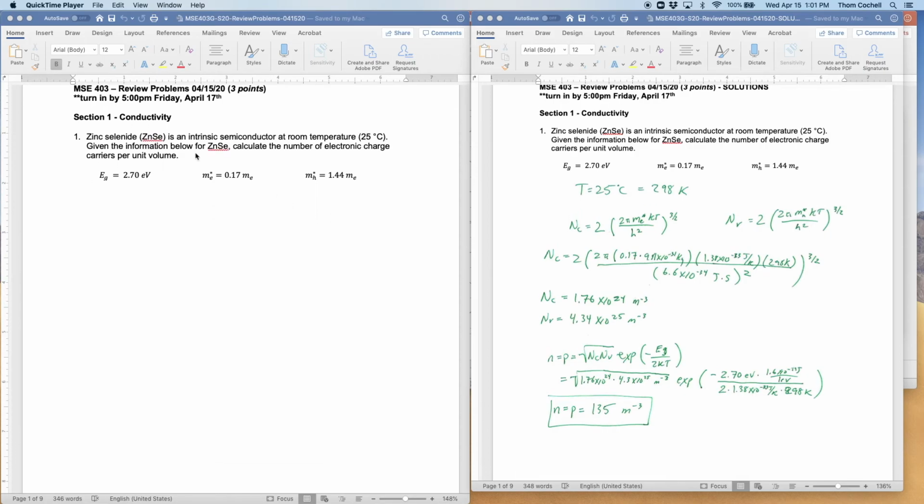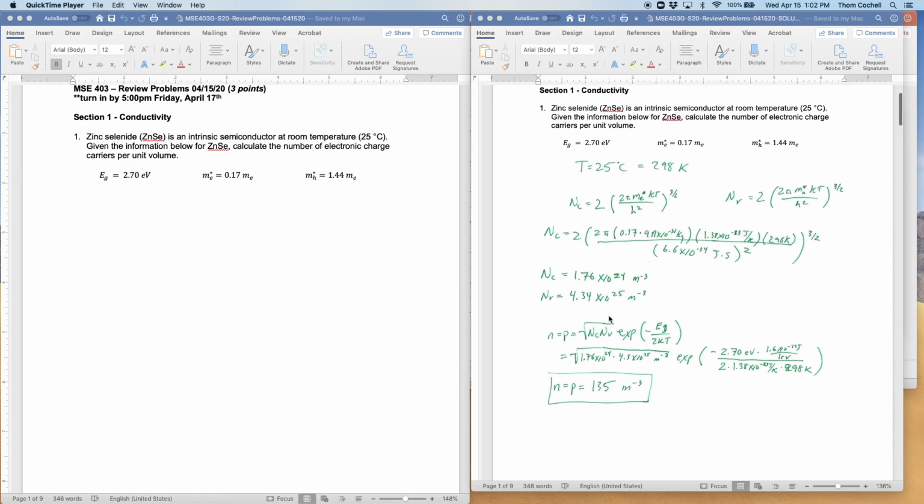So the first problem, I've kind of broken it up into sections. This one is from pretty early on, looking at conductivity. And so this actually has some overlap with the last content as well. This is asking you to find the charge carriers per unit volume for zinc selenide, which is an intrinsic semiconductor, so that's important, and then at room temperature. So I've given you the band gap, and then also the effective masses of the electron and electron holes here.